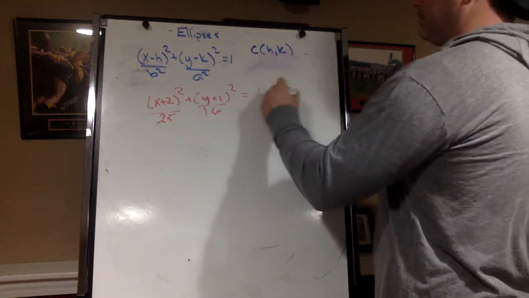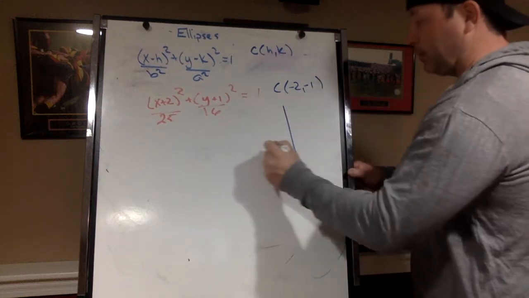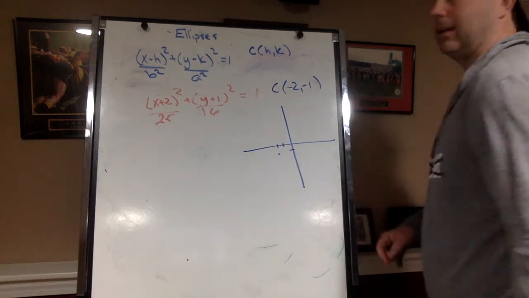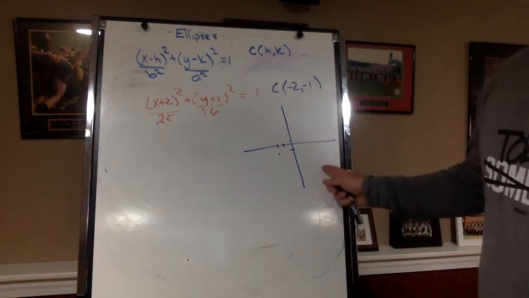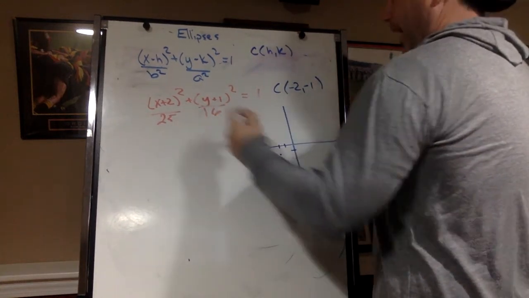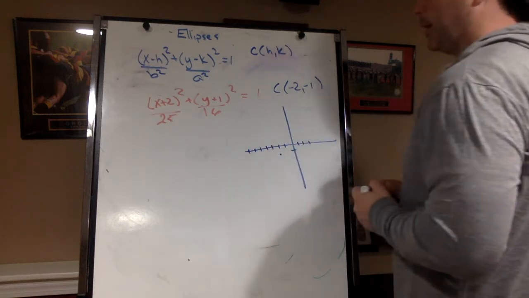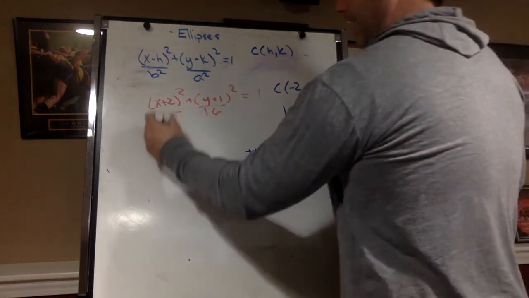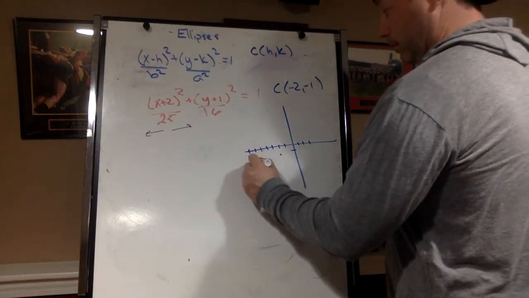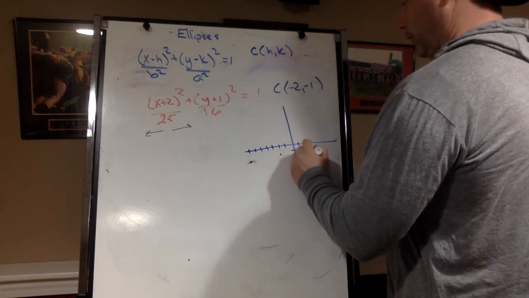So where's our center? Center is at (-2, -1). And I like to graph as I go. Some people want to do this all at once. I think that's silly. (-2, -1) is my center. And really, that's not part of my ellipse. Wow, that really is crooked. Well, I'll have to go with it. Now, a is 5. So in the x direction, I'm going to go 5 because x's go horizontally. So 5 this way, 5 that way.